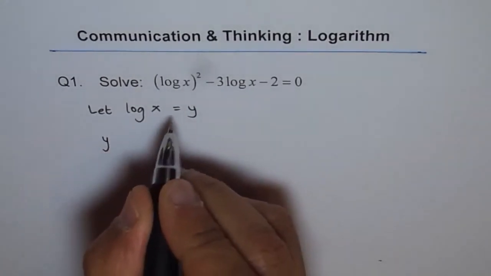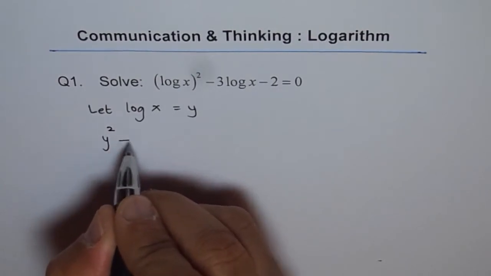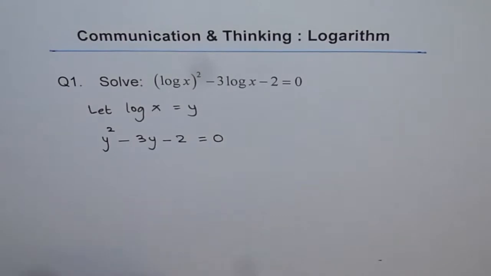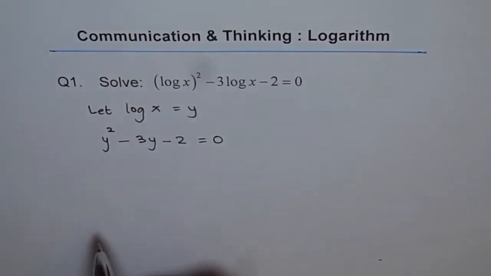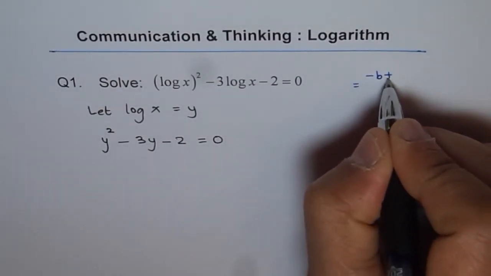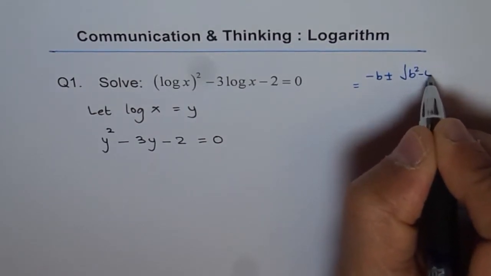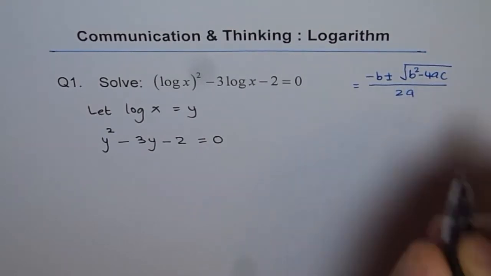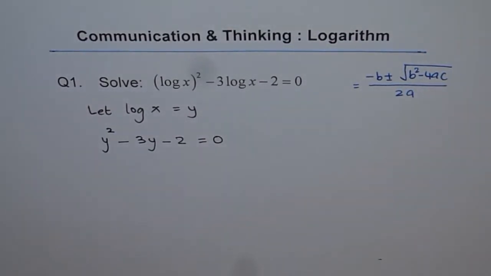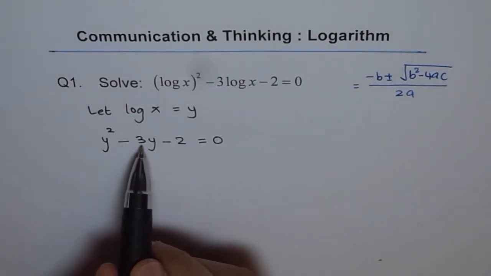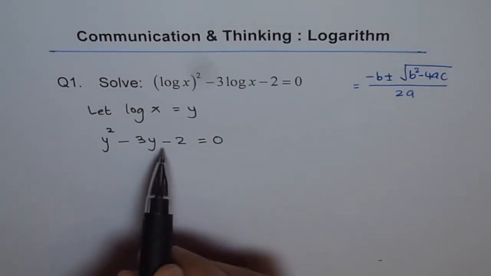Your equation becomes simply a quadratic equation: y squared minus 3y minus 2 equals to 0. Now you can solve for y using the quadratic formula. I hope you remember the formula. The formula is minus b plus minus square root of b square minus 4ac, over 2a. So we'll use the same quadratic formula to solve this quadratic equation. Now here, b is minus 3, a is 1, and c is minus 2.